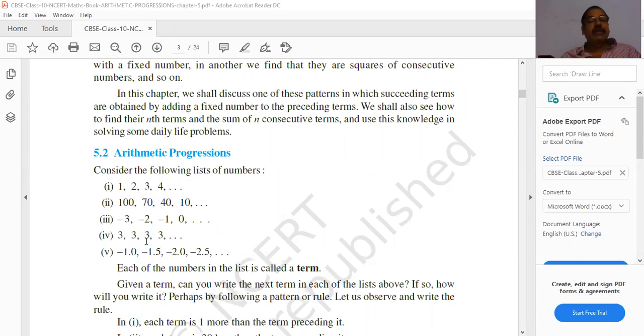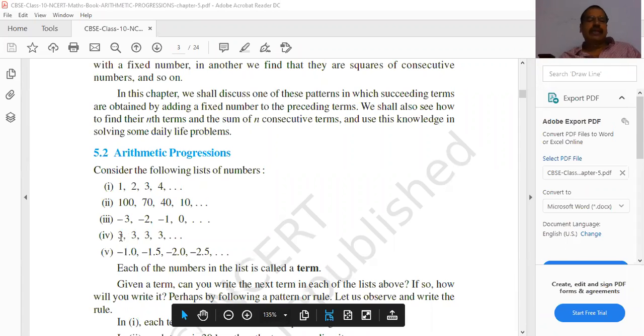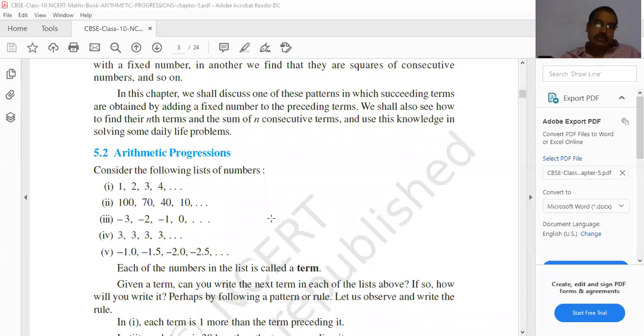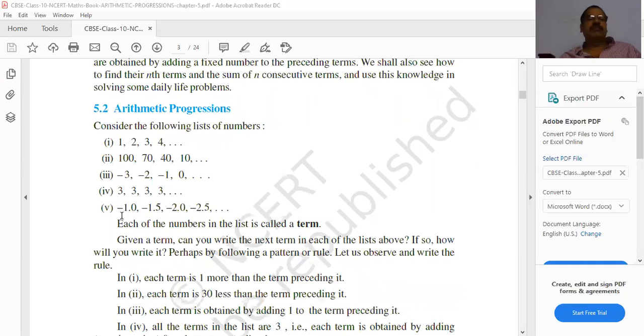Here, even the same number repeated, the numbers are in AP. Not only a changing number, here you are adding 0. The fixed number, the difference, is 0. So this is also in AP, 3, 3, 3 and so on. And next, minus 1.0, minus 1.5, minus 2.0, minus 2.5. So adding minus 0.5 every time.